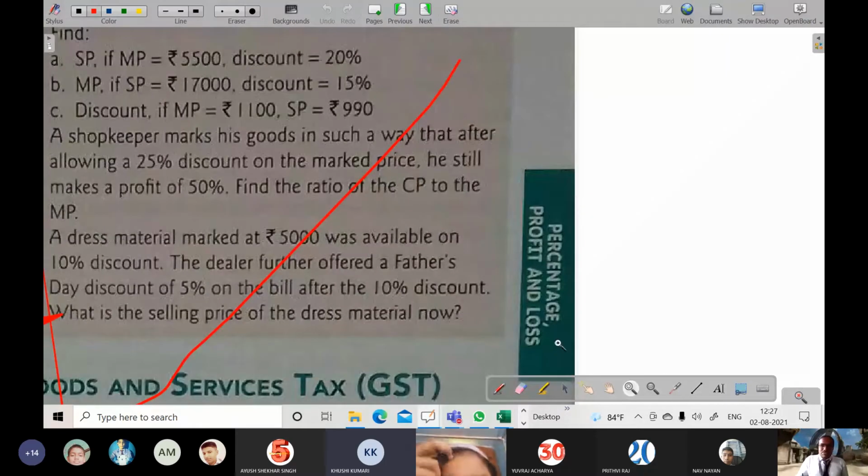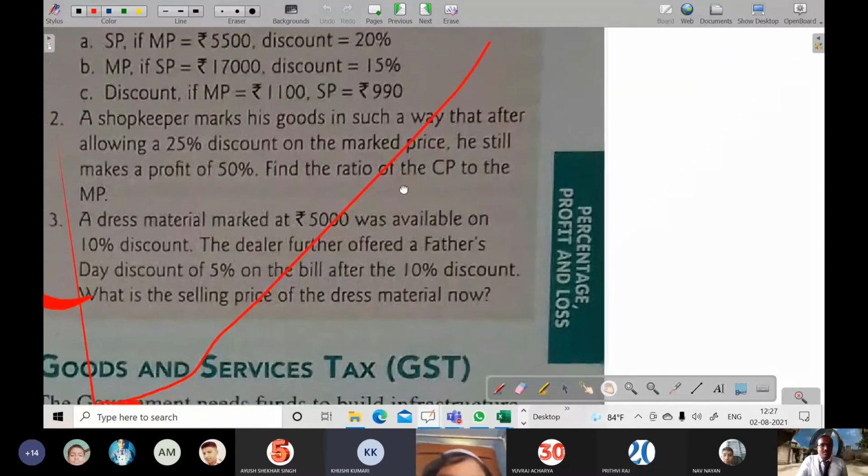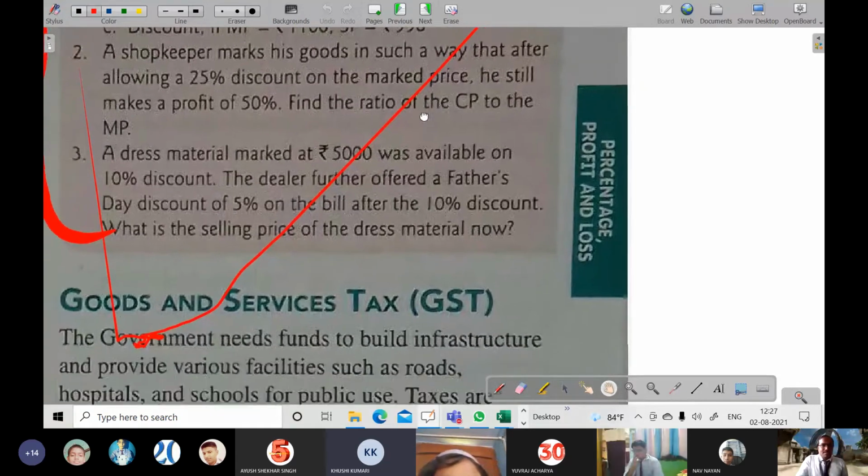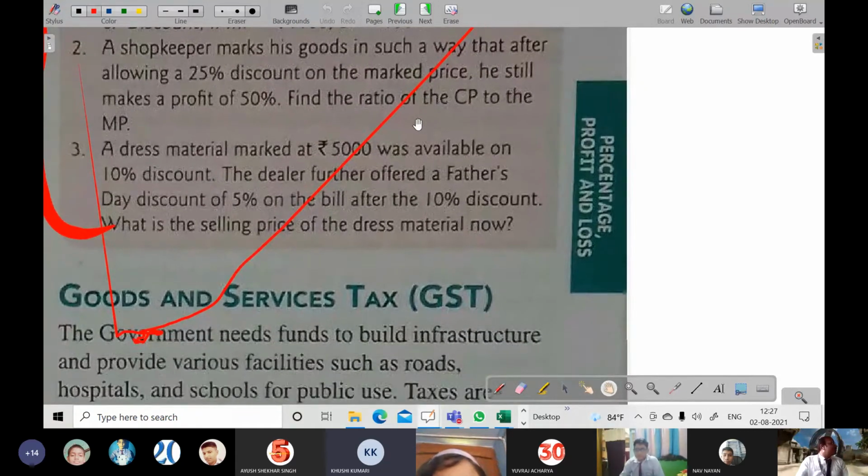Here in question number 2, it has been said a shopkeeper marks his goods in such a way that after allowing a 25% discount on marked price, he still makes a profit of 50%. Find the ratio of the CP to the MP. So you have to find at first the cost price, then the marked price, and then the ratio.